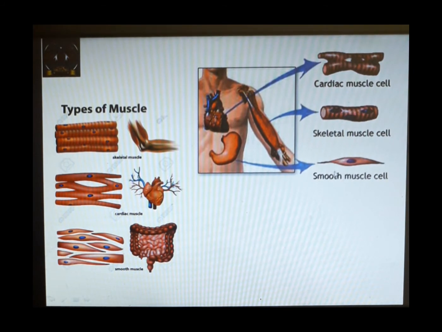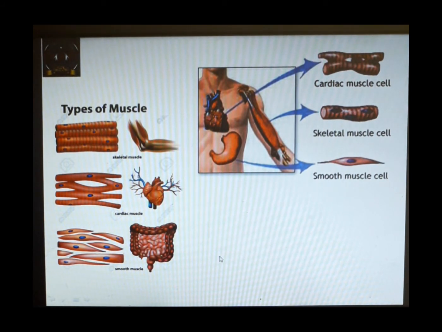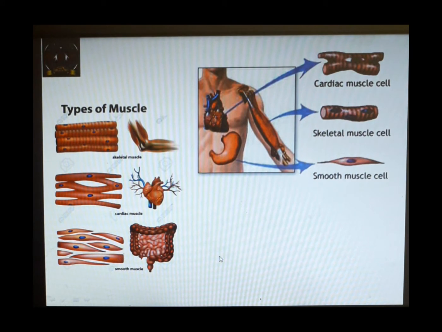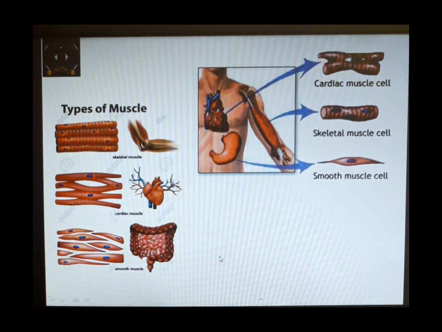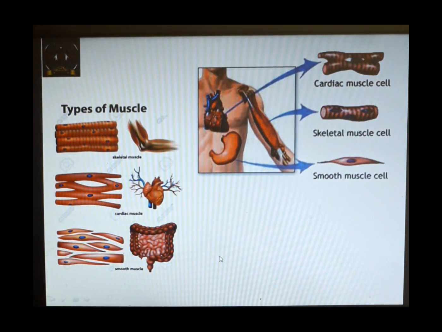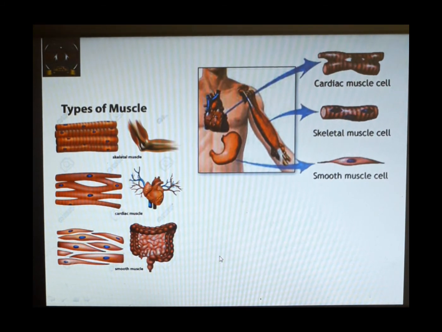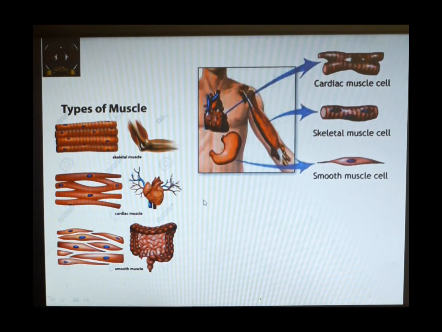Do you think they are different? Yes, they are. They are structurally different. Their function is also different. But one common thing they all have is that they are all made up of muscle cells. Muscles are made up of muscular tissue, and muscular tissue is in turn made up of muscle cells. These muscle cells are always elongated fibers, and that's why we call these individual muscle cells muscle fibers. Now we will talk about these muscles first.